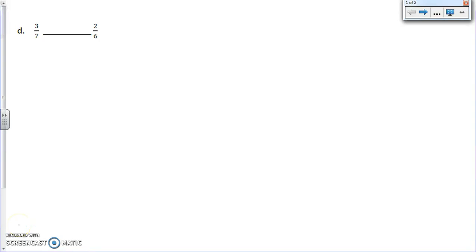For this lesson, we're doing Module 5, Lesson 15. We're going to start by looking at Part D, which gives us the two fractions 3/7 and 2/6. Now, the very first thing we should be looking at is, can we take our smaller in size denominator, 6, and multiply some number to get to 7? So, does 6 times something equal 7?